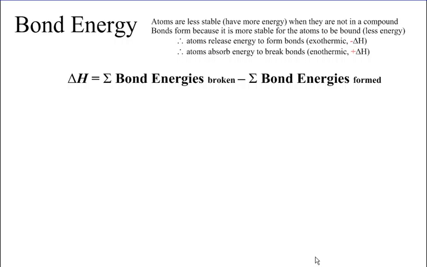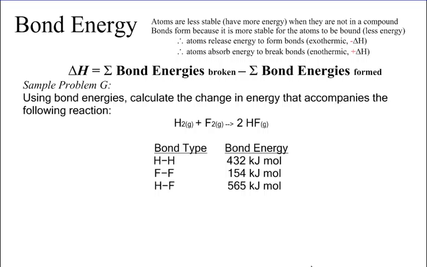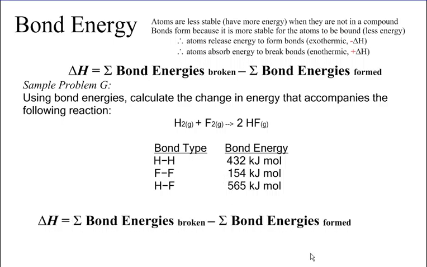We can use this knowledge to calculate the enthalpy for a reaction, because if we take the sum of the energies of anything that's broken and subtract from it anything that's formed, we'll come up with the enthalpy for a particular reaction. So let's see one of these problems in action. Here we have hydrogen and fluorine coming together to make hydrofluoric acid. We're given the bond energies for each one of these. So again, our formula is bond energies broken minus energies formed.